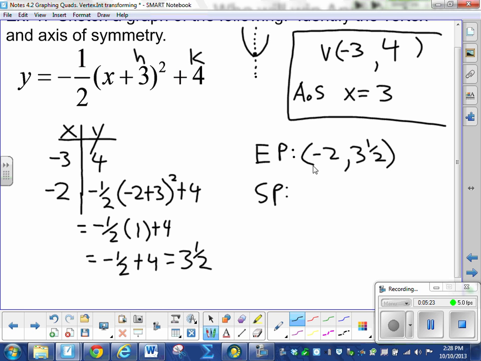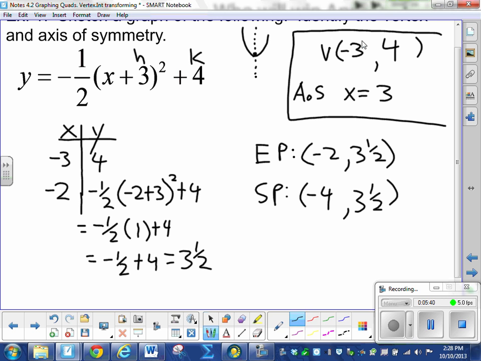Now you don't have to do this right away. You can do this after you graph, but I'm going to go ahead and do this right now. So if you go from -3 to -2, to go in the other direction, you go from -3 to -4. That would be on the other side of your vertex. And that should go up to 3.5 also, since this is symmetric.